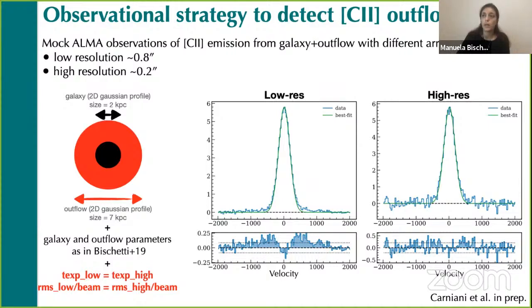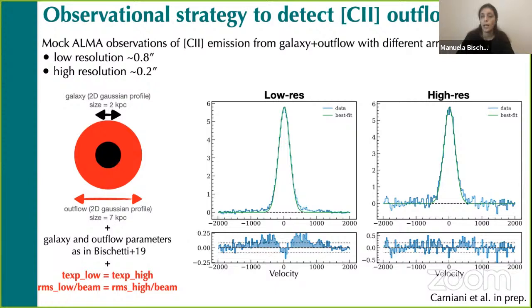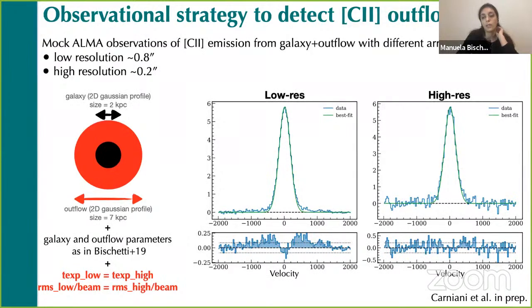So for this purpose, we built some mock ALMA observations of [CII] emission from a system consisting of a galaxy plus a cold outflow. And we observed this system with two different array configurations, a low resolution one, 0.8 arcsecond, and a high resolution configuration with a beam of 0.2 arcsecond. And to constrain the galaxy and outflow [CII] parameters, essentially, we used the information I've just shown you before from the stack, and we required the same exposure time for the low resolution and the high angular resolution observations. So this translates into the same RMS sensitivity per unit of ALMA beam.